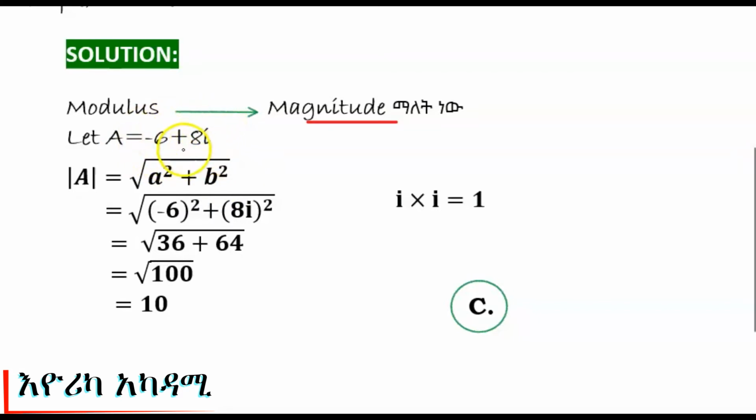We have the real component and the imaginary component 8i, so we square these. Let our complex number be a. The magnitude of a is radical a square plus b square, where our a value is -6, the whole -6 in brackets squared, plus 8 squared. Here i times i is 1, so the value doesn't change. -6 squared is 36, 8 squared is 64, and adding gives 100. Then the radical of 100 is 10. So the magnitude will be 10.